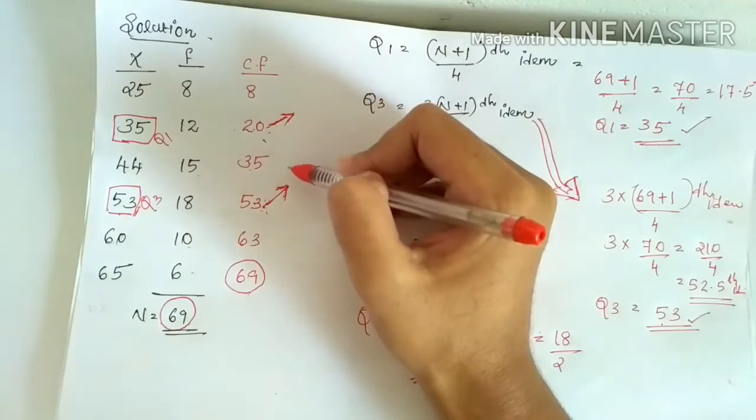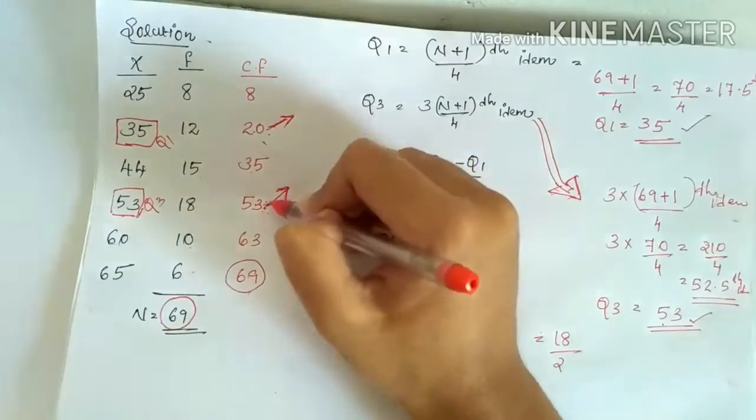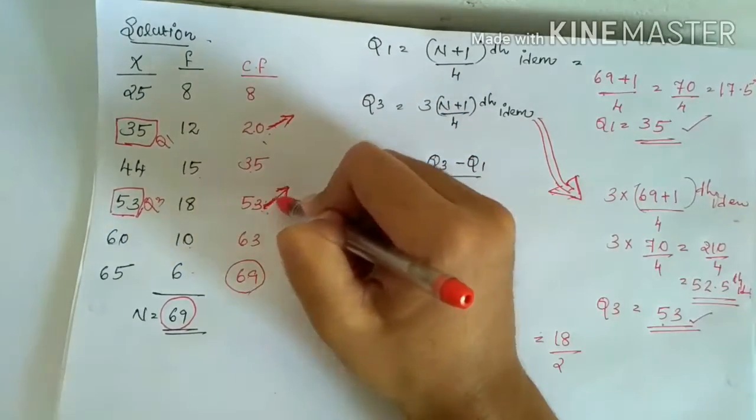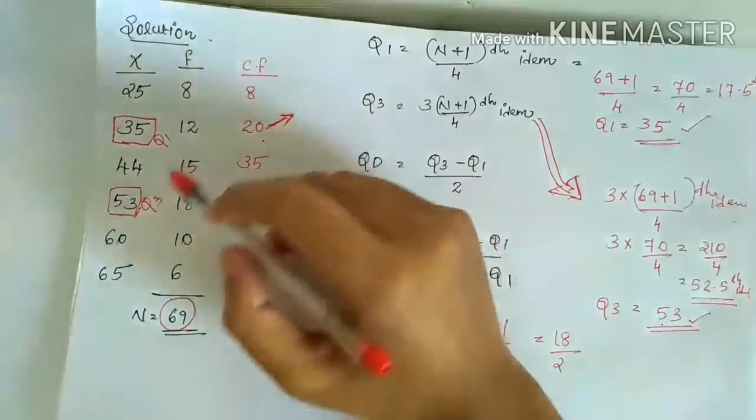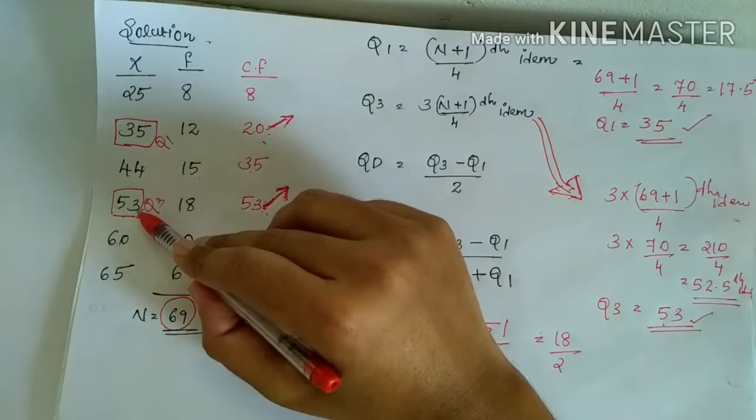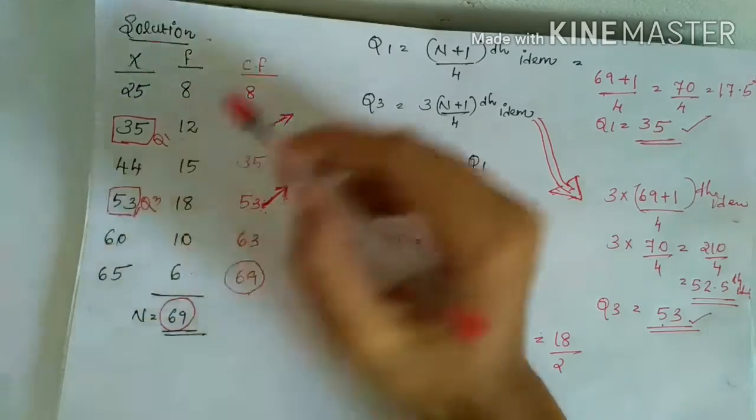After finding the 52.5th item, it has to be checked. The 52.5th item lies in this region, and in front of it, 53 is taken as the value of Q3.